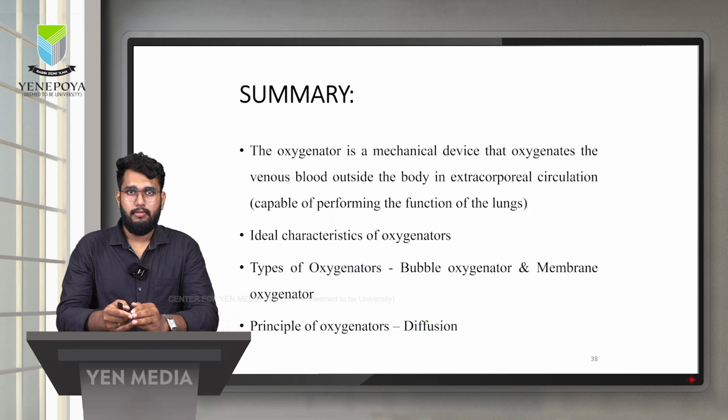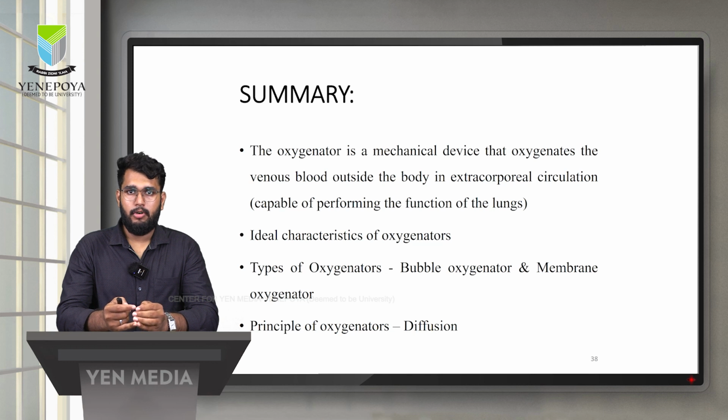So after this section, we came to know about what an oxygenator is. An oxygenator is a device which is used to oxygenate the venous blood during CPB. There are some basic ideal characteristics of an oxygenator which include that it should be easily available, have low priming volume, cause no damage to the blood components, and be easily replaceable in case of any failure events.